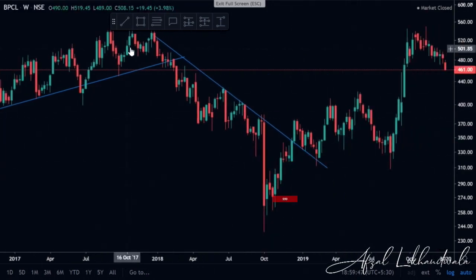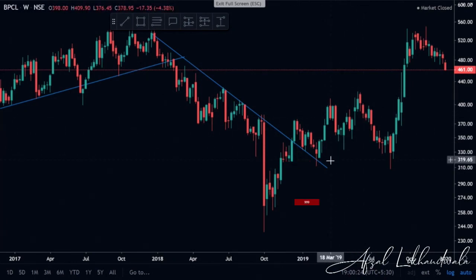We see that the price has rejected this trend line 4 times. 1, 2, 3 and 4. And when it finally broke this trend line here, it was an indication of a potential trend change, and the trend change indeed happened. After breaking this trend line, the price started to make higher highs and higher lows.